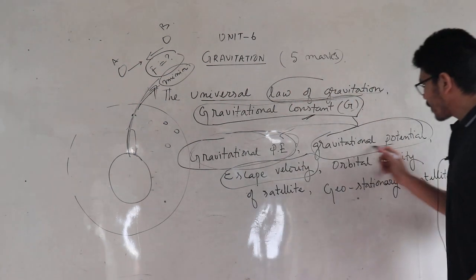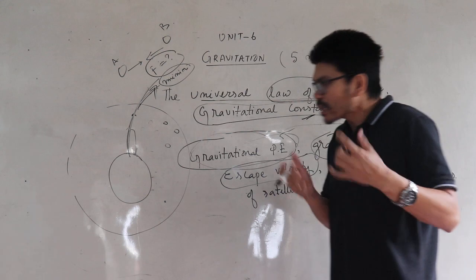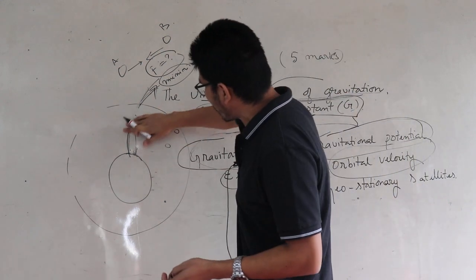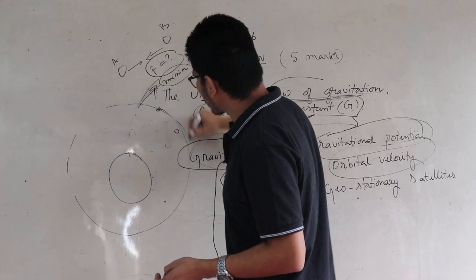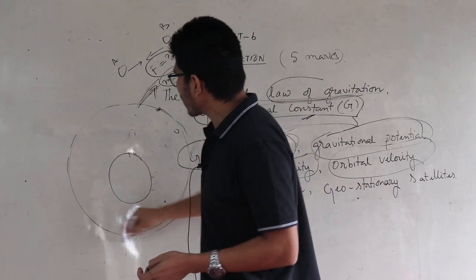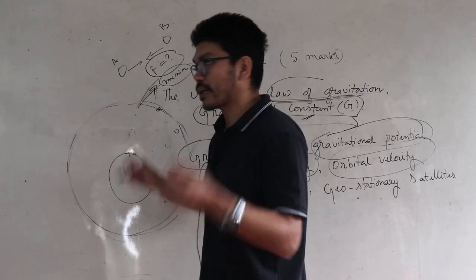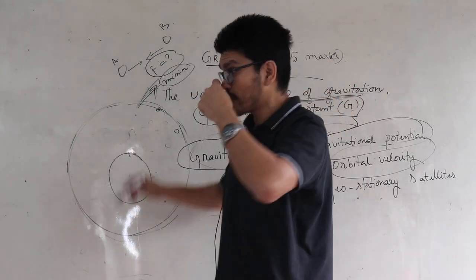Then comes orbital velocity. What is orbital velocity? For example, say this is the Earth, and there is a body which needs to move around the Earth continuously, all the time moving around, just like a satellite. The satellite goes around the Earth.